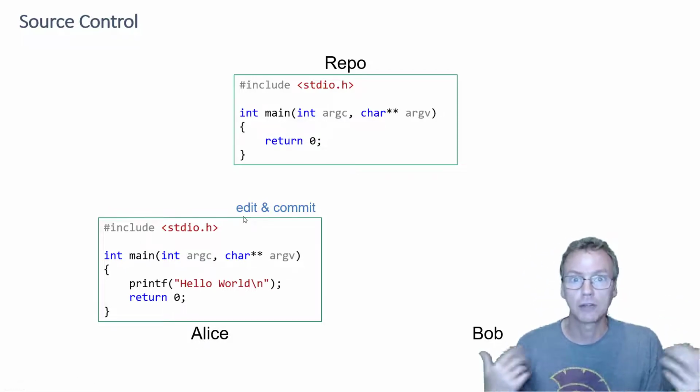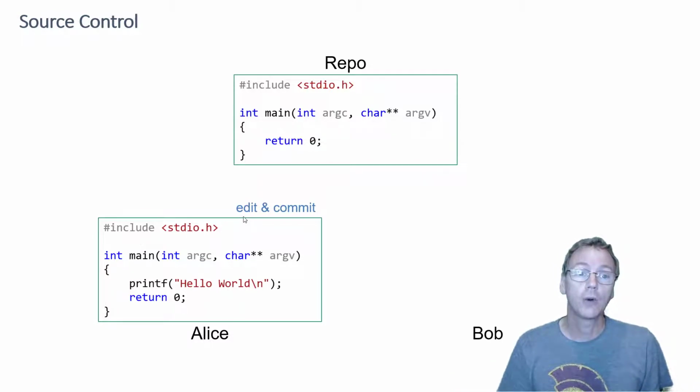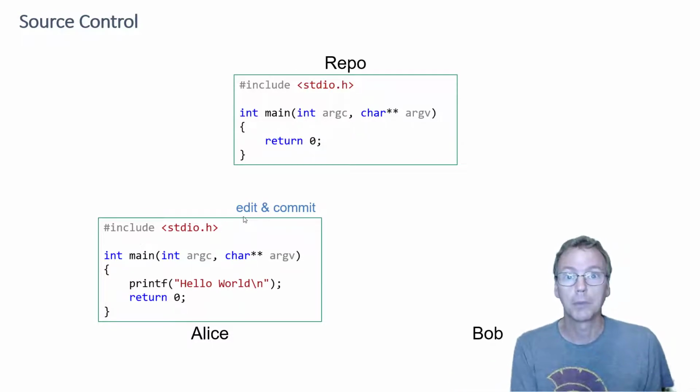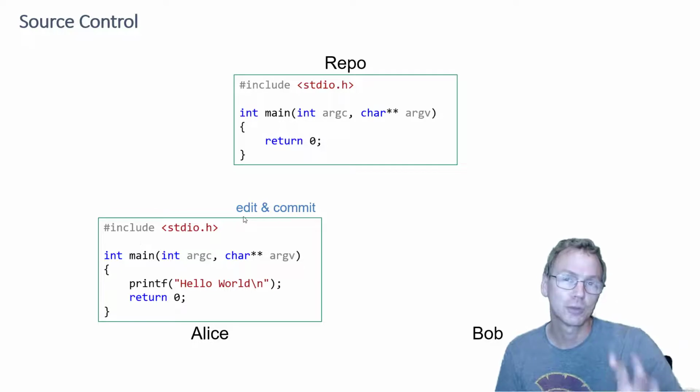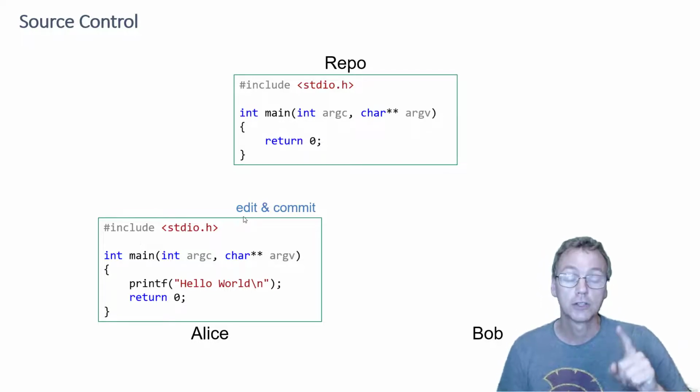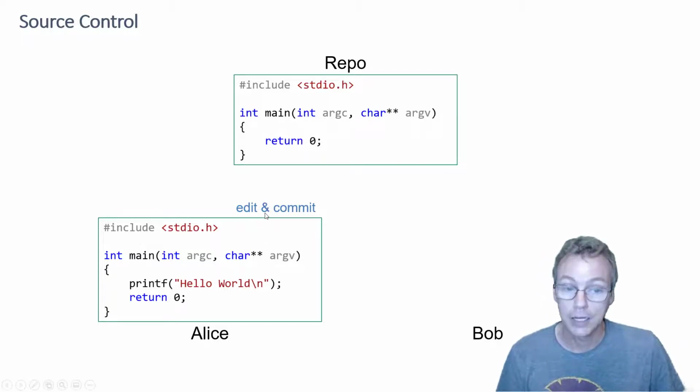She's done that edit locally, she's built it, she's run it. She's happy, that's good. She's ready now to share that with Bob. They say, hey Bob, I added some code. How does she do that? She does that through a commit.